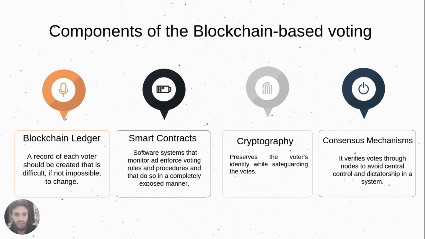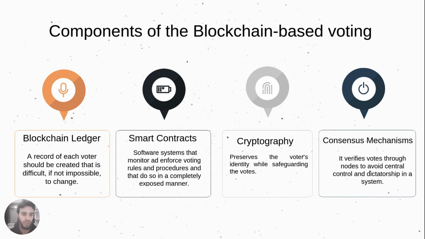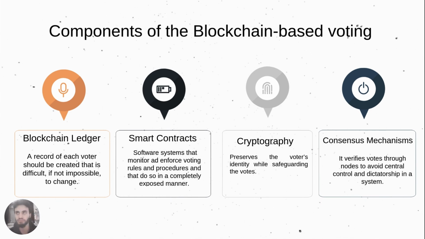Also, we're going to talk about cryptography, which protects voter privacy through encryption using some algorithms. This also ensures the anonymity of each voter. Also, we're going to talk about smart contracts, which automate voting processes like ballot distribution, vote tallying, and result publication, and ensure that the rules are enforced without manual intervention.